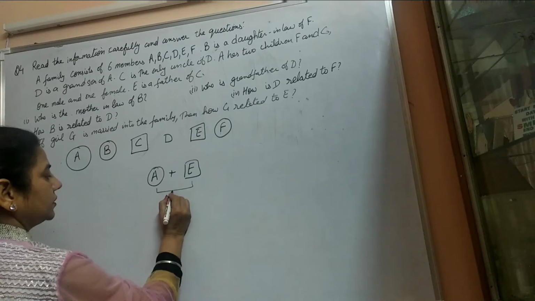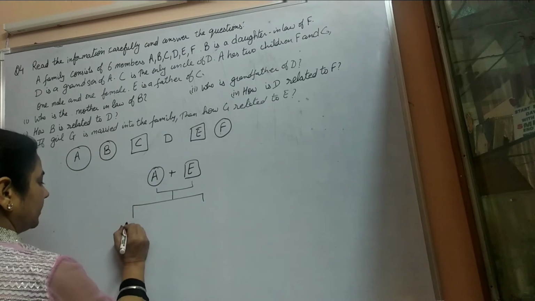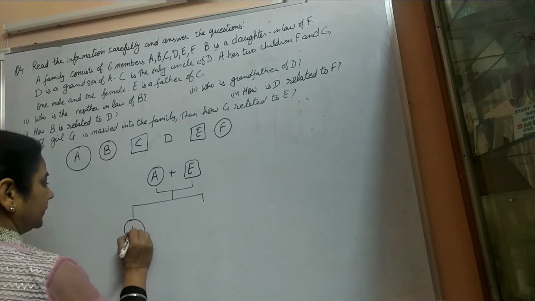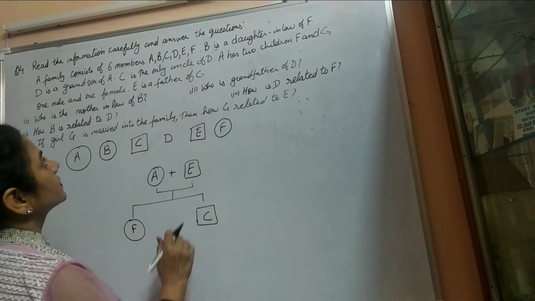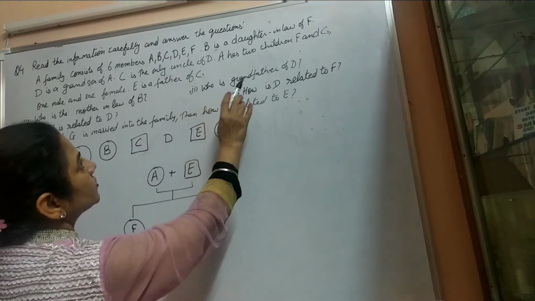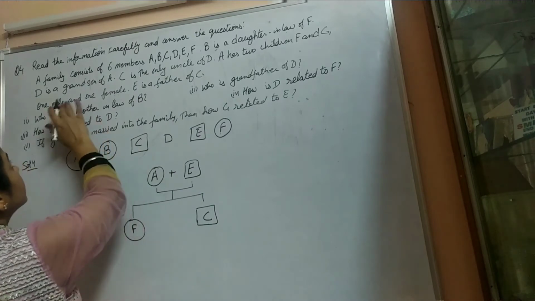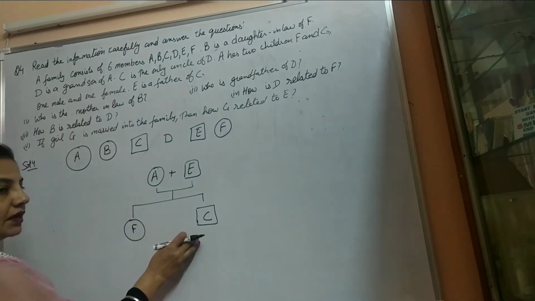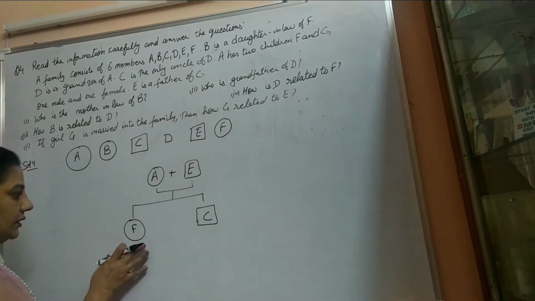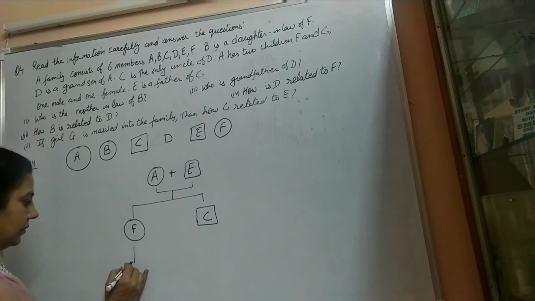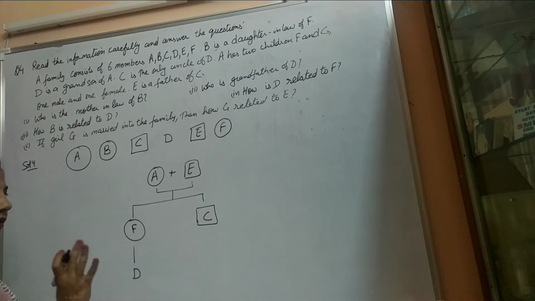A and E are husband and wife. They have two children, F and C. Correct. Next, what other information is given to us? C is an uncle of D. D is a grandson of A, and C is an uncle. That means D is not a child of C. D is a child of F. I don't know the gender, so I just keep it like this only. D is a child of F.